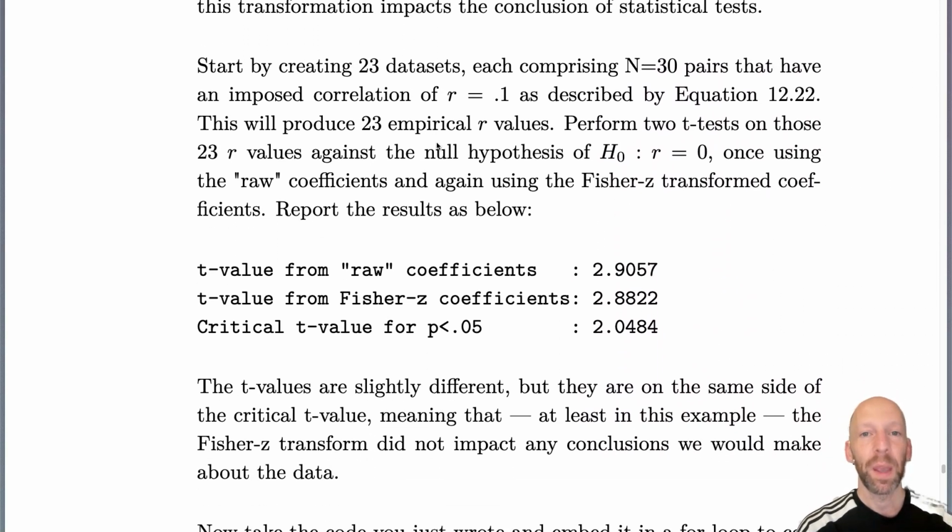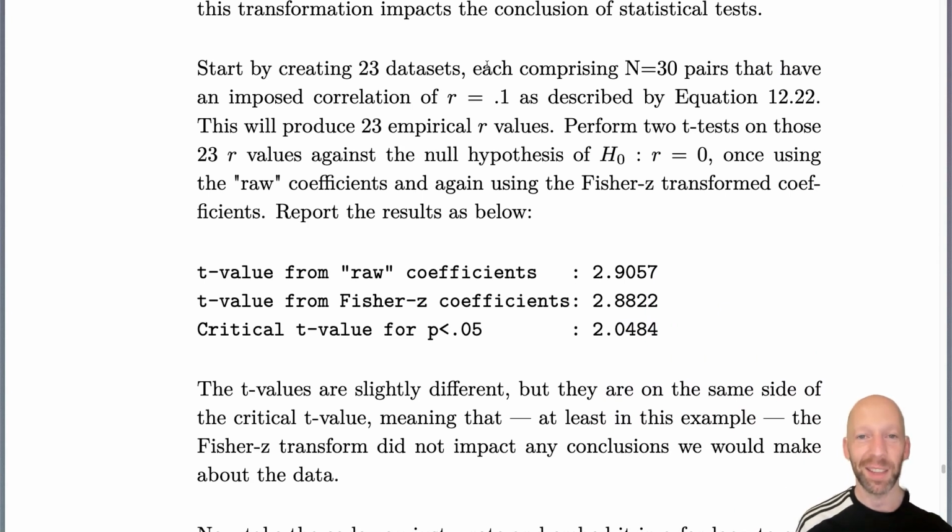Let's start with describing one data set. Describe one data set as a pair of variables with a sample size of 30 and impose a population correlation of 0.1. So normally distributed random numbers, two variables of random numbers, n equals 30 for each variable, and then impose a population correlation of 0.1 using this equation. I'll scroll up to this equation in a moment.